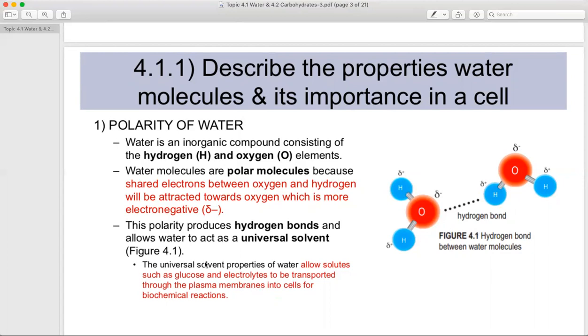Okay, these universal solvent properties of water allow solute such as glucose and electrolyte to be transported through the plasma membranes into the cells for the biochemical reaction. So that's why lah dia boleh membenarkan glucose and some electrolytes to be transported through the plasma membrane into the cell for the biochemical reaction to take place inside the cell.